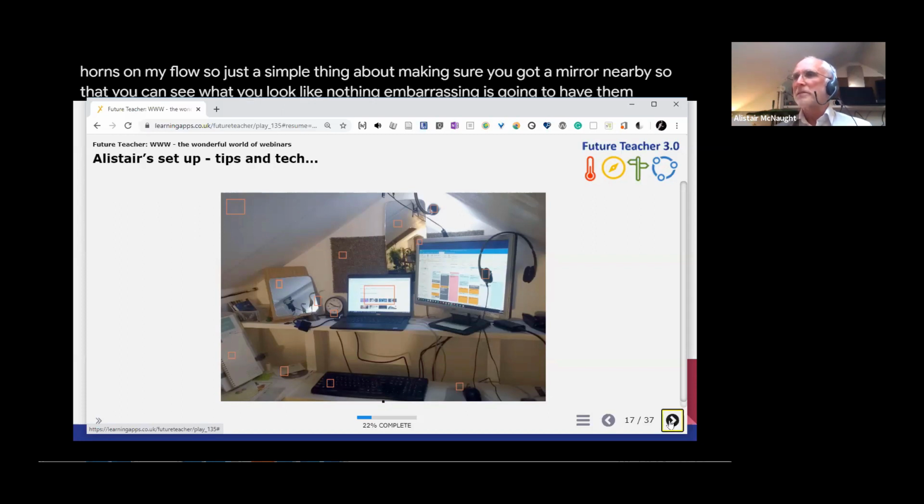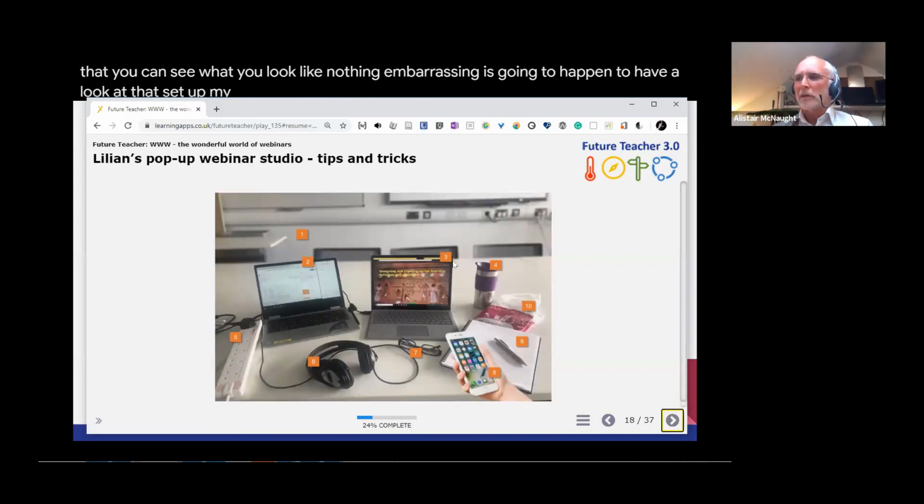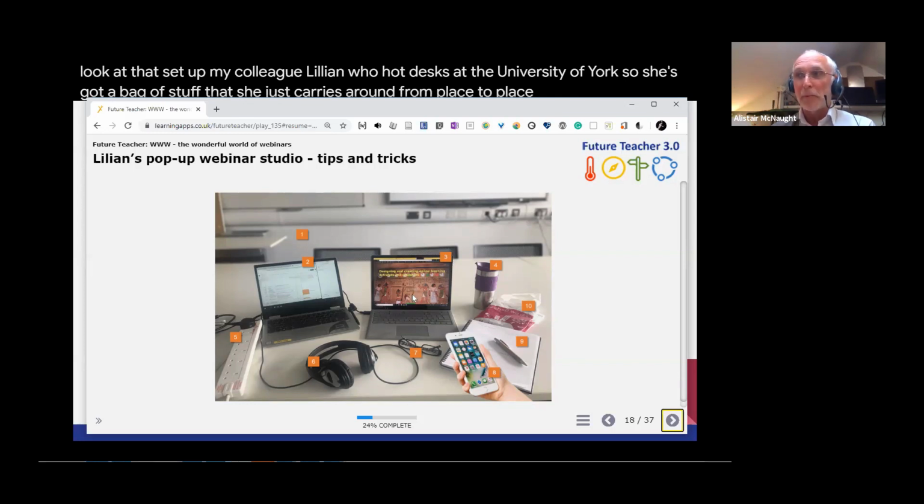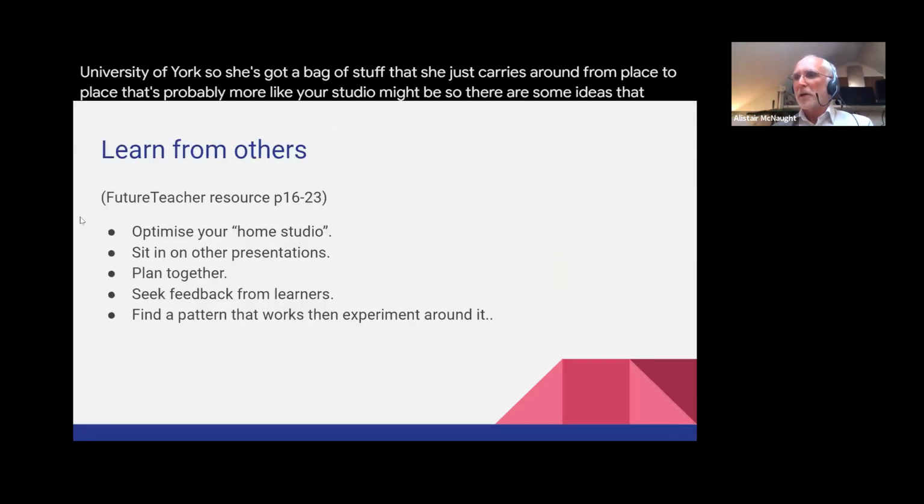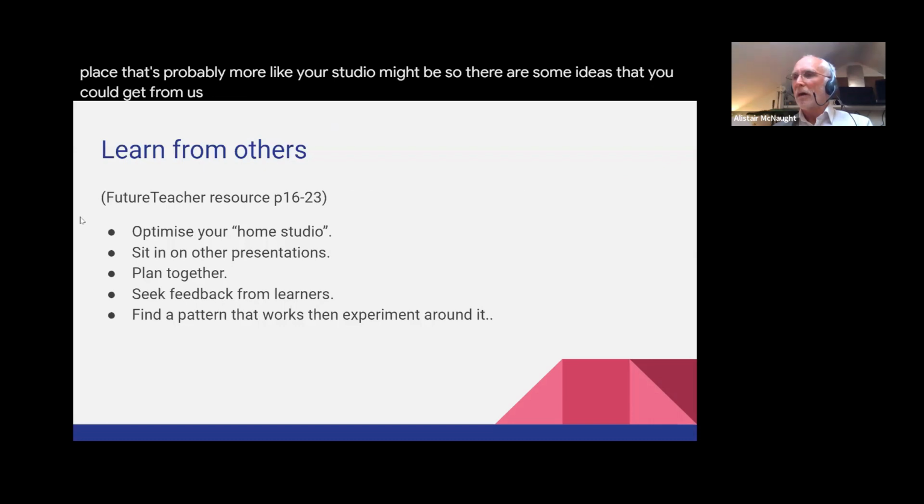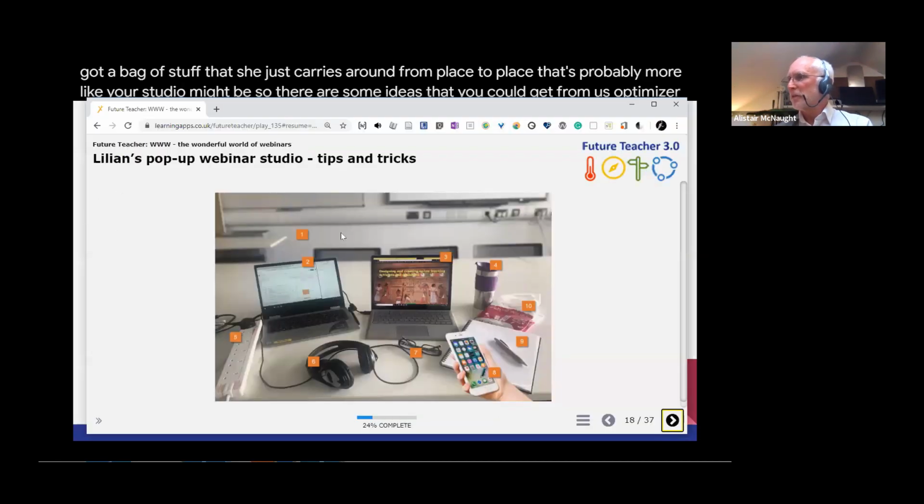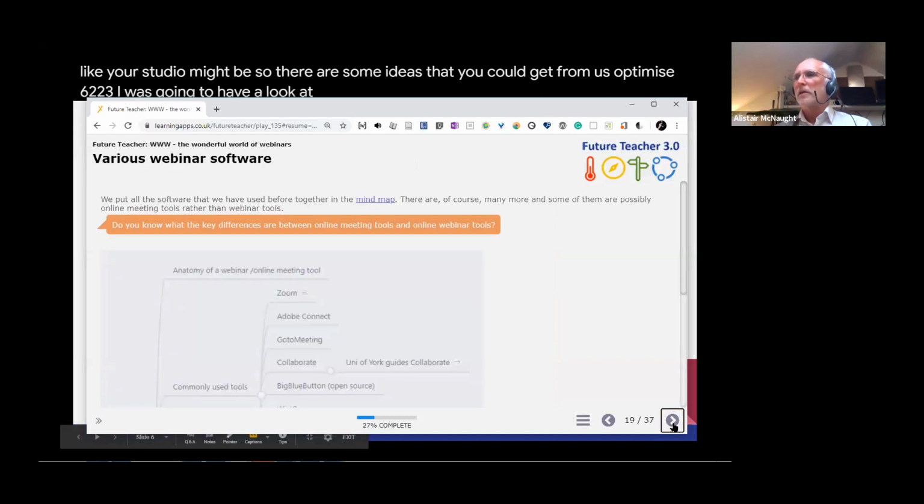So have a look at that setup. My colleague Lillian, who hot desks at the University of York, has a bag of stuff that she just carries around from place to place. That's probably more like your studio might be. So those are some ideas that you could get from us. Optimize, so 16 to 23. I was going to have a look at another couple of slides here.